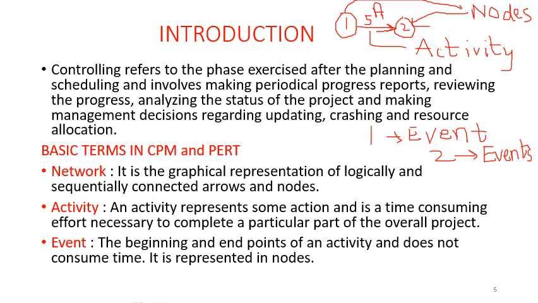Please keep in mind that the numbers 1 and 2 represented in the nodes are the events. 1 is the start event of activity A, 2 is the end event of activity A, and the arrow represents activity A. The number written on top of the arrow, that 5, is just an example I am giving, the time required to complete activity 1 to 2. So an activity consumes time. You can see the activity has a time limit, 5 minutes, which will be given to you in the problem.